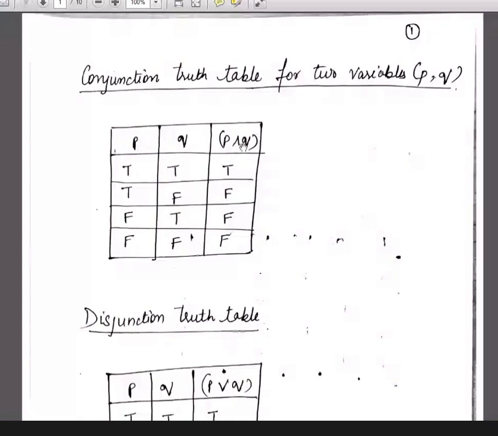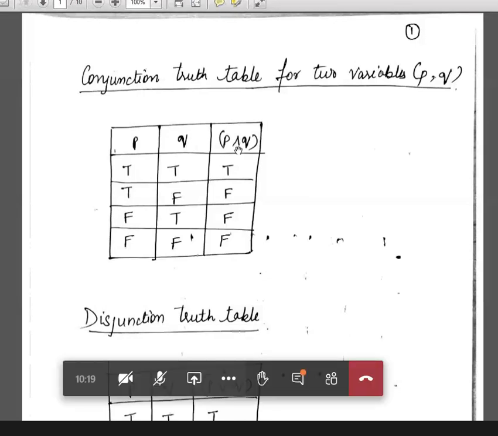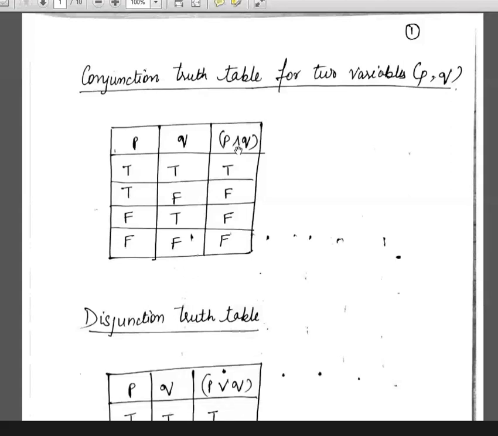What is the symbol of conjunction? It is already written here. Two PDFs have been shared with you, and I hope you read them. Now listen carefully. Conjunction means and. And what is the rule for conjunction? If any value, or verbally if any proposition, is false, then the conjunction, the final answer, is false.